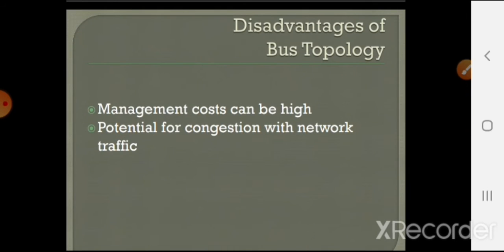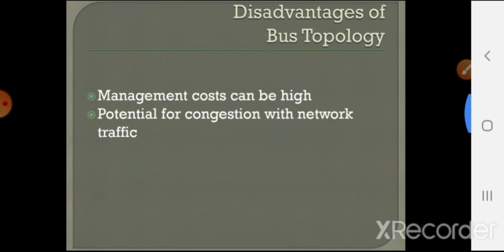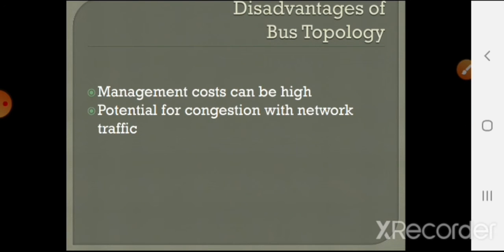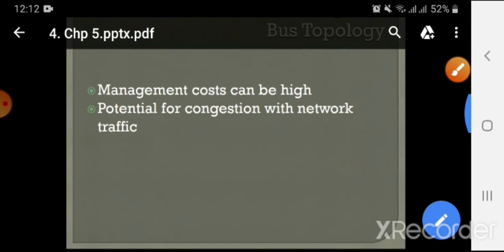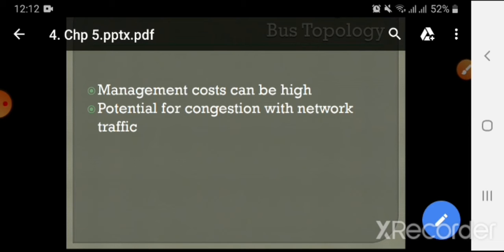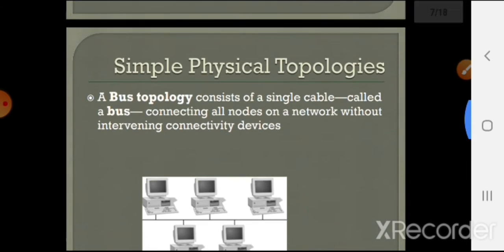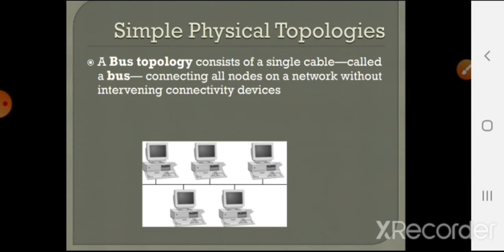Management cost can be high because troubleshooting is difficult, and there is a lot of chance of high traffic on the network. There is potential for congestion with network traffic. Congestion means a lot of traffic, a load. If the network traffic rate is high, it means our network will become slow. So it is not recommended for larger networks.